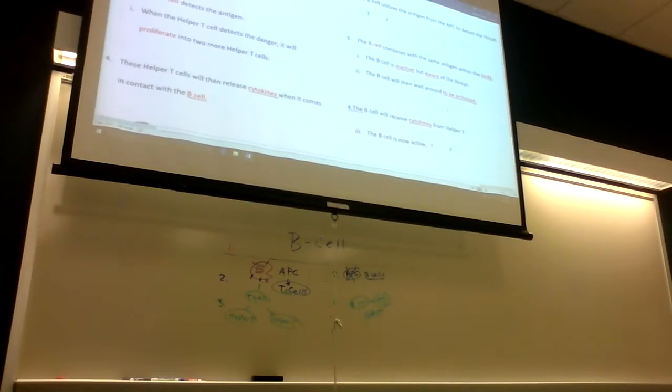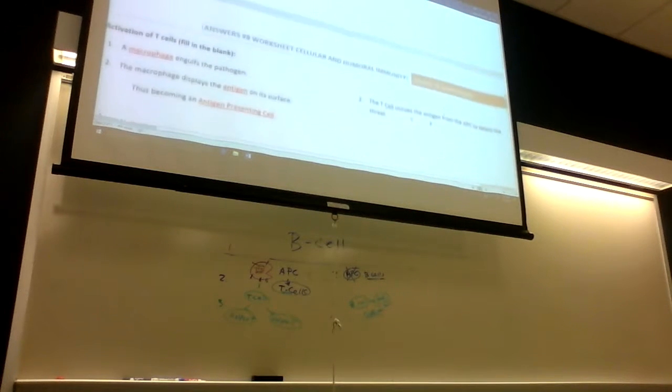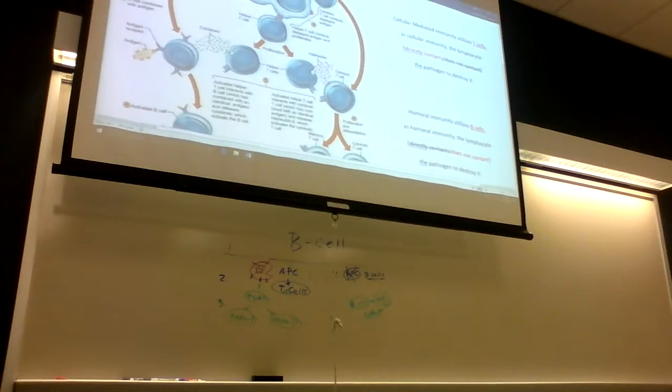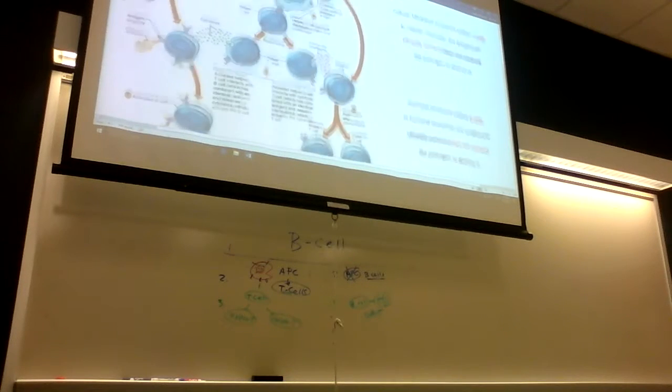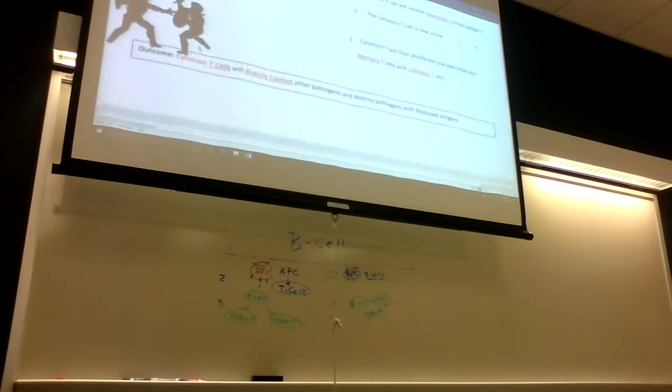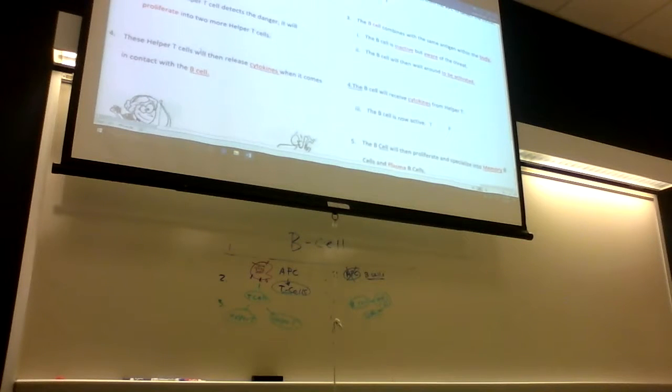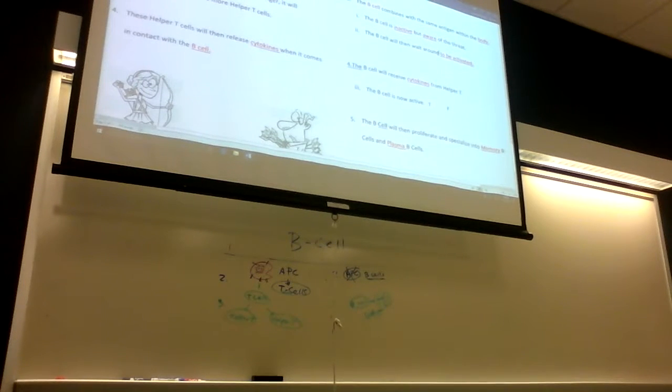So when we go back to the picture, see this arrow? This arrow indicates the B cell is waiting, and it's waiting to be activated.